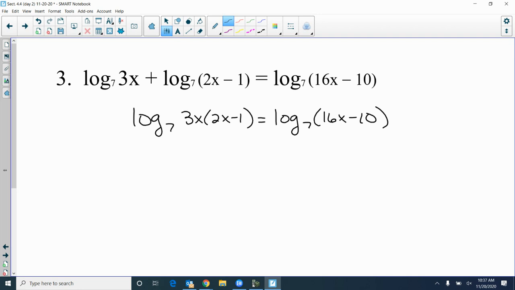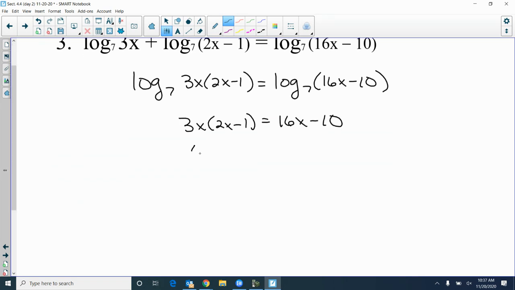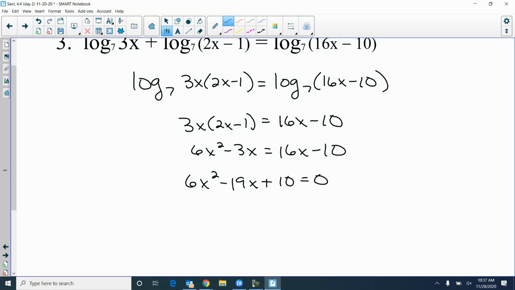All right, good. What is it, 2/3 and 5/2? Yes. Is that correct? Do they both work? Yep. So at this point, I take 3x times 2x minus 1 equals 16x minus 10. Distribute the 3x: 6x squared minus 3x equals 16x minus 10. You're going to end up with a quadratic. The x squared is not going to go away. Subtract 16x, add 10: 6x squared minus 19x plus 10 equals 0.